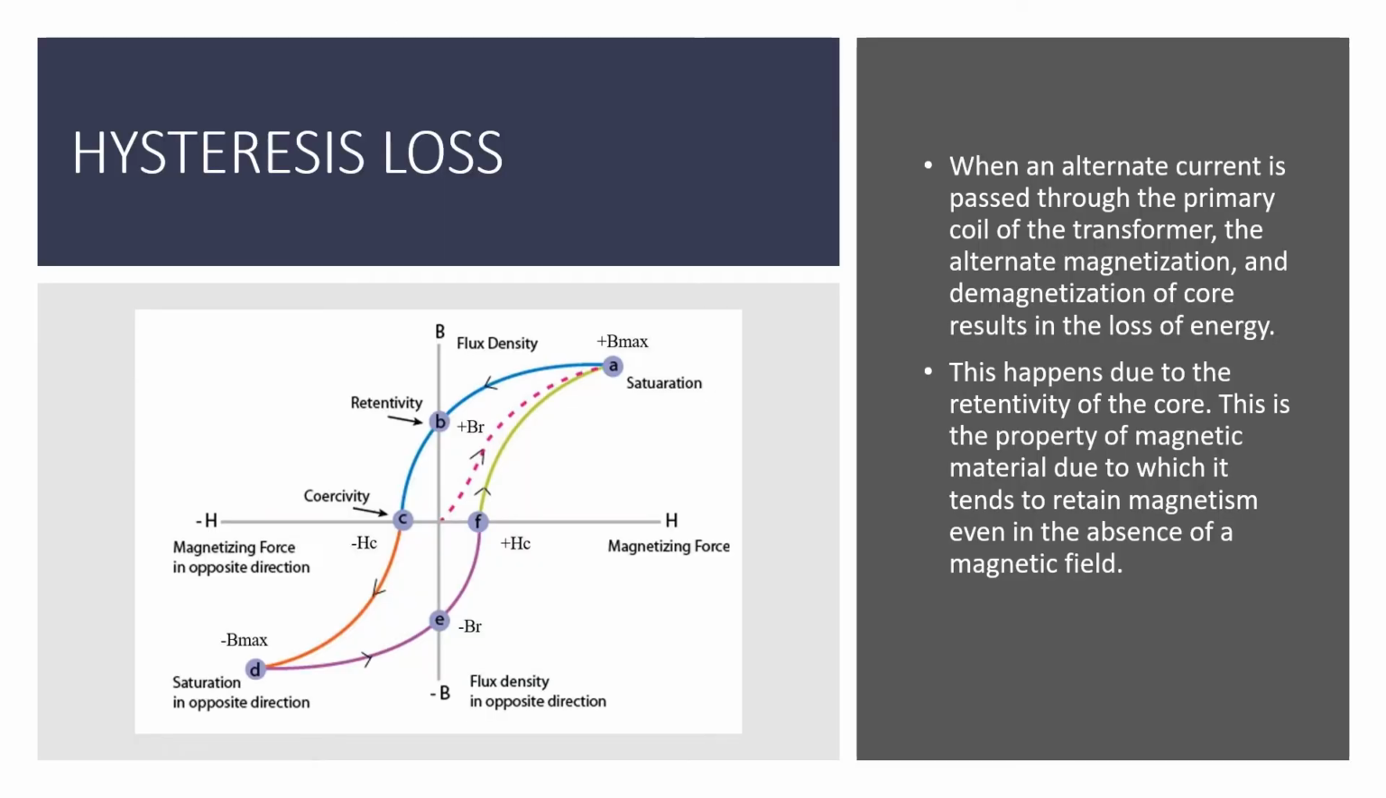Now we will discuss the hysteresis loss. When an alternating current is passed through the primary of the transformer, the alternate magnetization and demagnetization of the core results in a loss of energy. Since the core is made of a magnetic material, when a magnetic field is applied, the domains of the core align themselves in the direction of the magnetic field, and when a reverse magnetic field is applied, the same happens in reverse. Due to this alternate magnetization and demagnetization, because of the retentivity and coercivity of the magnetic material, some magnetism is left in the core. The energy loss due to this retentivity and coercivity property of the core is called the hysteresis loss.